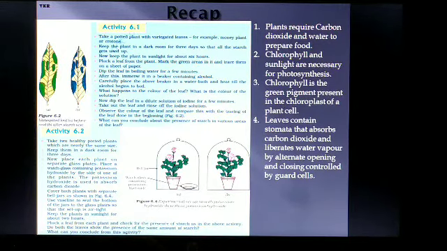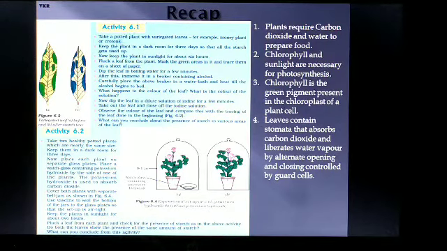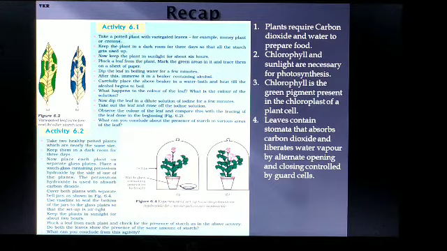This is about taking two healthy potted plants which are nearly the same size, keeping them in a dark room for some days. Now place each plant on a separate glass plate, and place a watch glass containing potassium hydroxide by the side of one of the plants. There is a question which was asked in the last exam: what is the need of potassium hydroxide in this experiment?